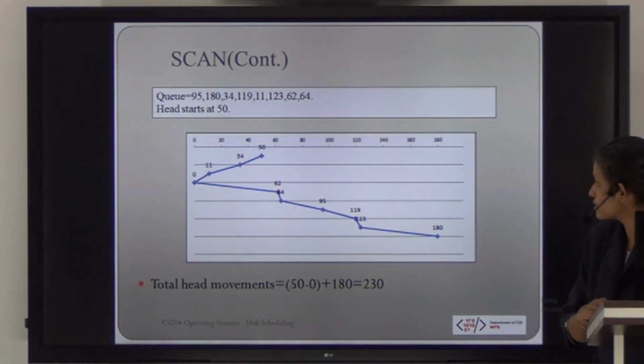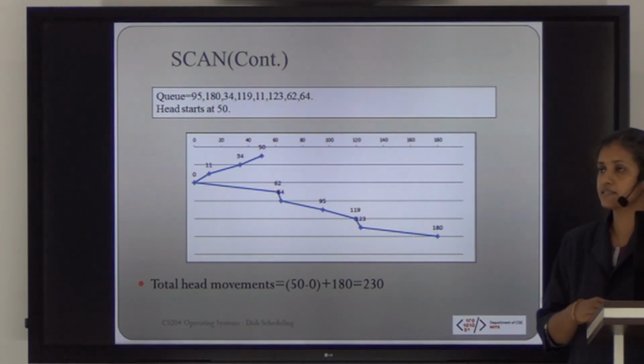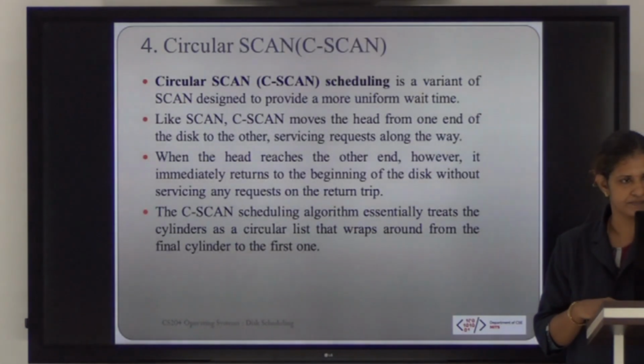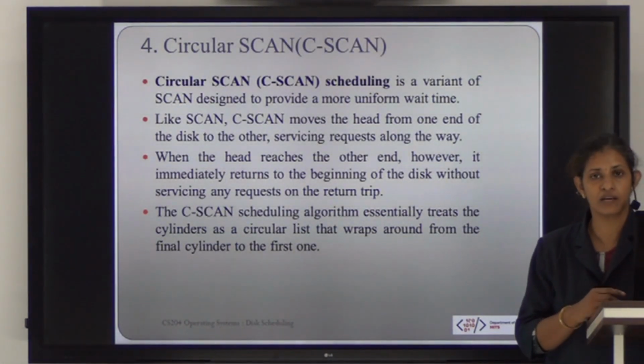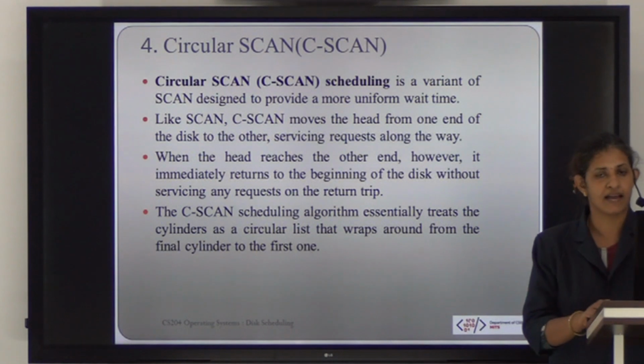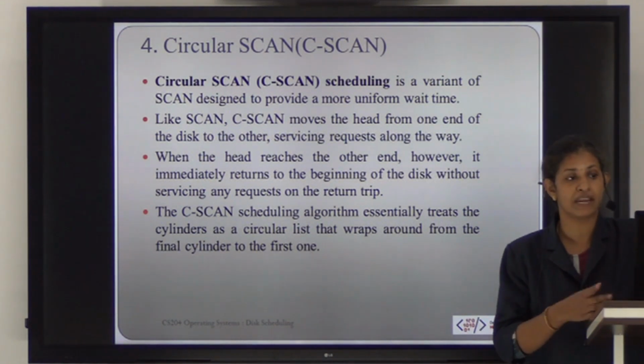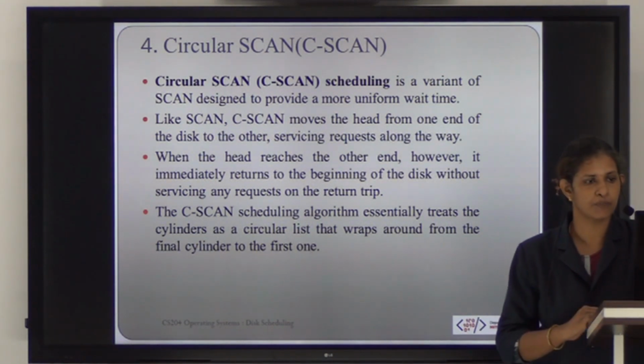What extra information we need is the direction of the head movement. It is taken as moving towards 0 unless it is specified. Then the next is circular scan. Circular scan or C-scan scheduling is a variant of scan. It is designed to provide more uniform wait time.